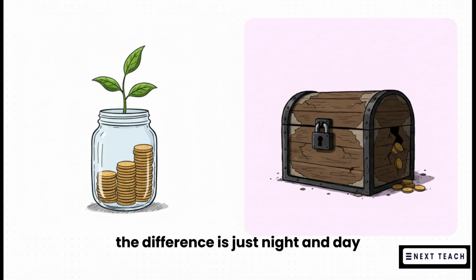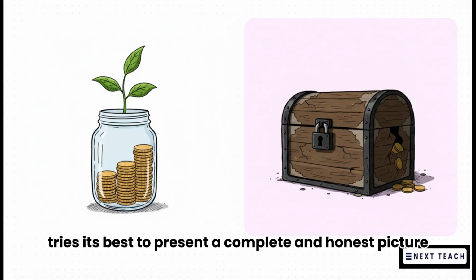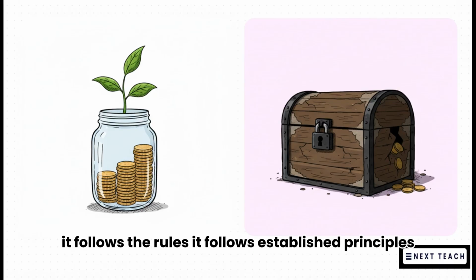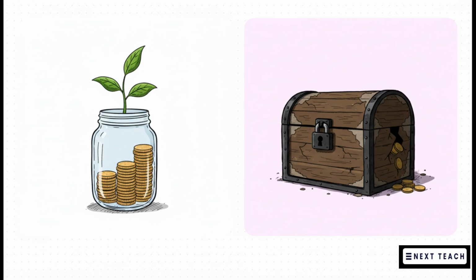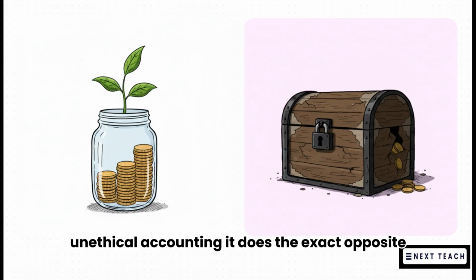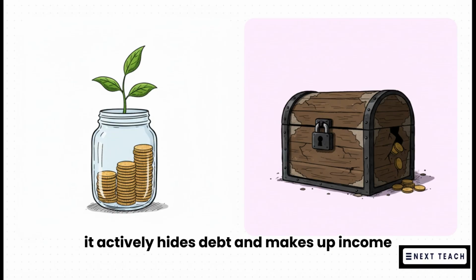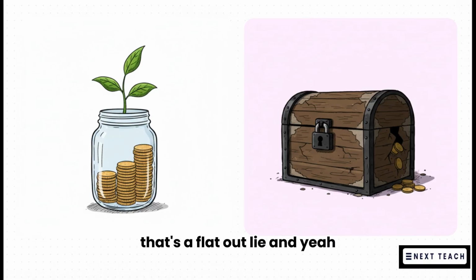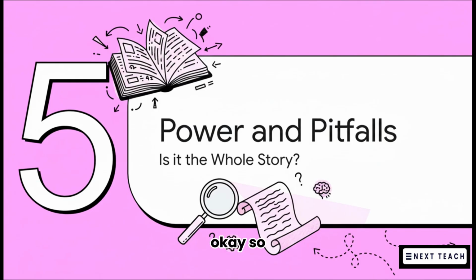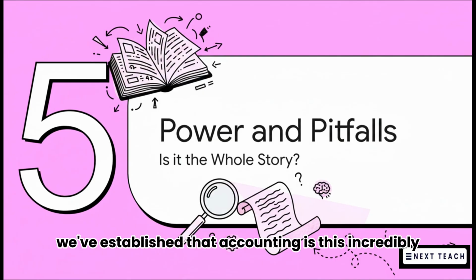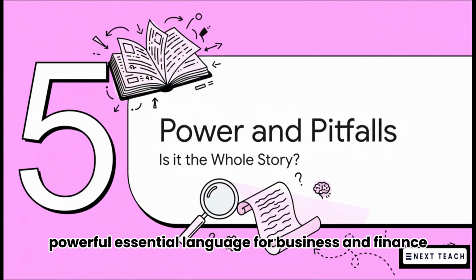I mean, the difference is just night and day. Ethical accounting tries its best to present a complete and honest picture. It follows the rules, it follows established principles, and its main goal is to build trust for the long haul. Unethical accounting does the exact opposite. It actively hides debt and makes up income. It bends and breaks the rules to tell a story that's a flat out lie. And yeah, that deception might work for a little while, but it almost always leads to a painful crisis and collapse.